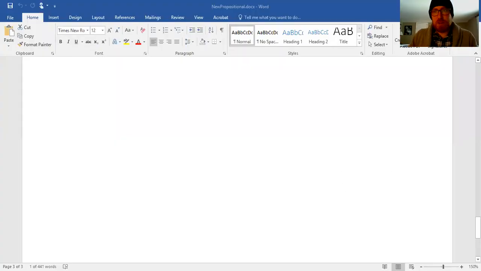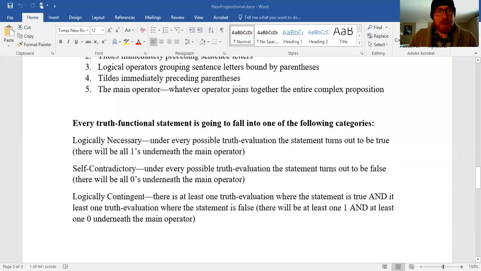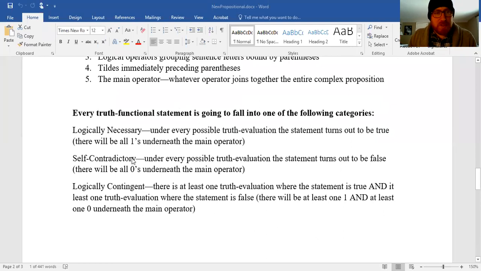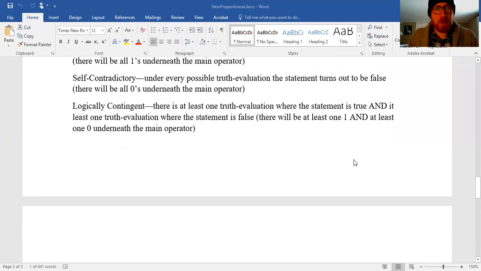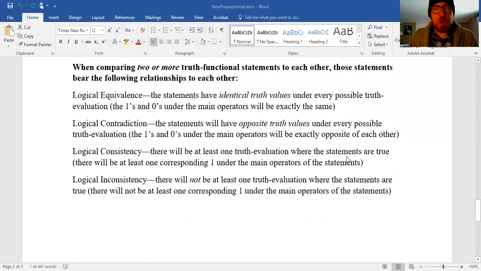All right. Okay. So we talked about all of these in the last video, right? Every truth functional statement is going to fall into one of these categories. They'll either be logically necessary, self-contradictory, or logically contingent, right? But when we are comparing two or more truth functional statements to each other, we have a different set of categories for the comparison.